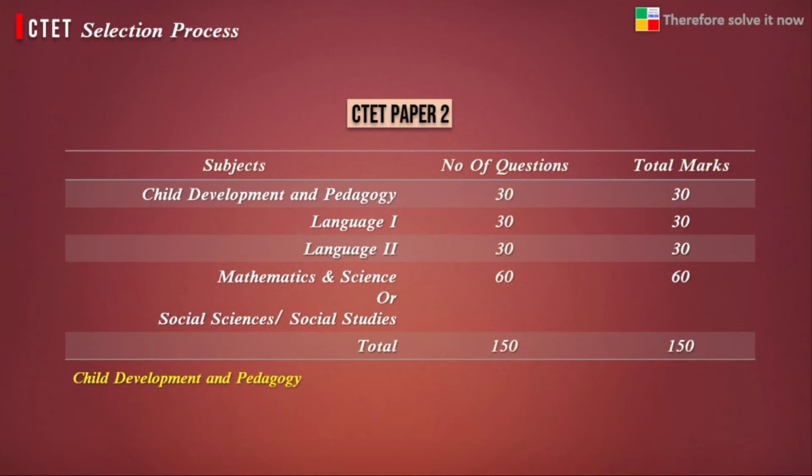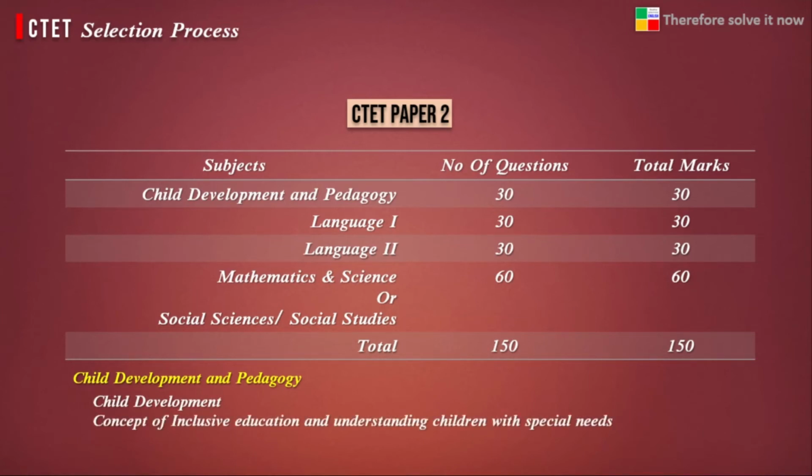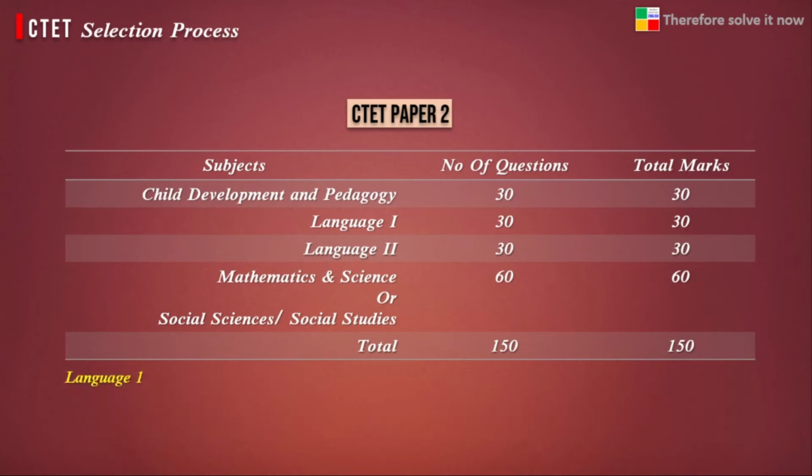In Child Development and Pedagogy in CTET paper 2, you have to read Child Development, concept of inclusive education and understanding children with special needs, learning and pedagogy. In Language 1, you have to read language comprehension and pedagogy of language development. In Language 2, you have to read comprehension and pedagogy of language development.